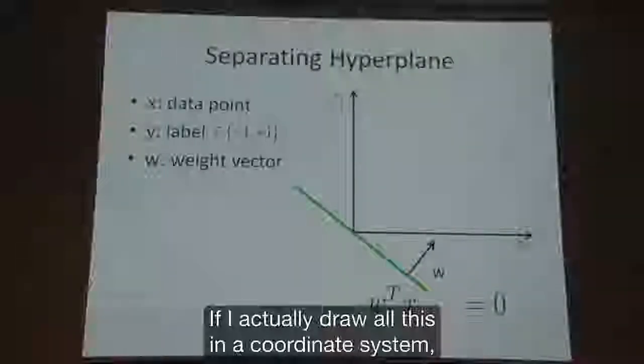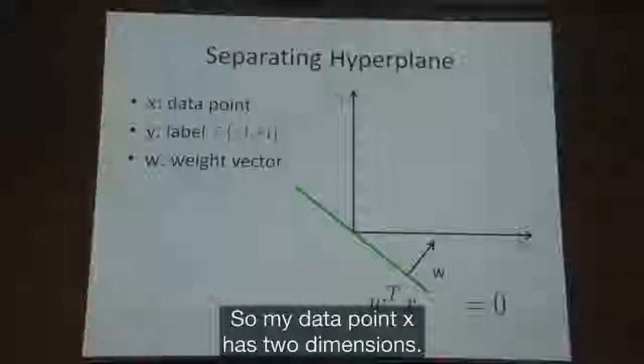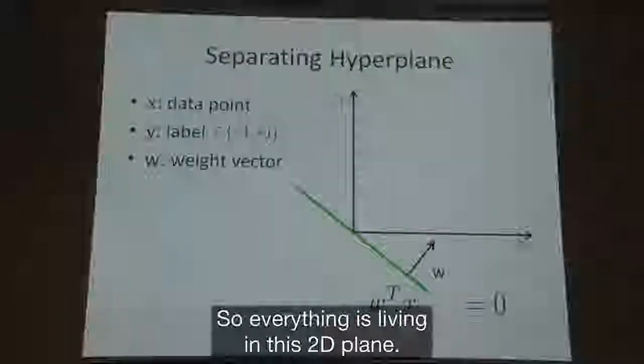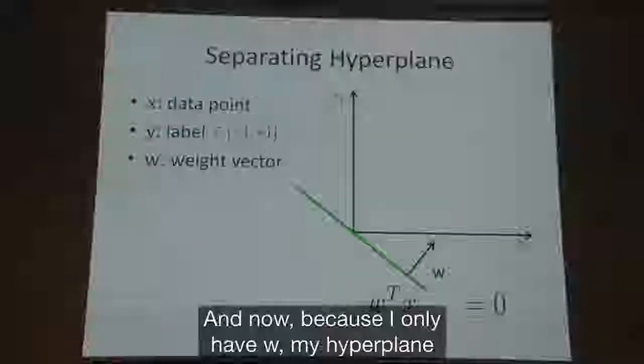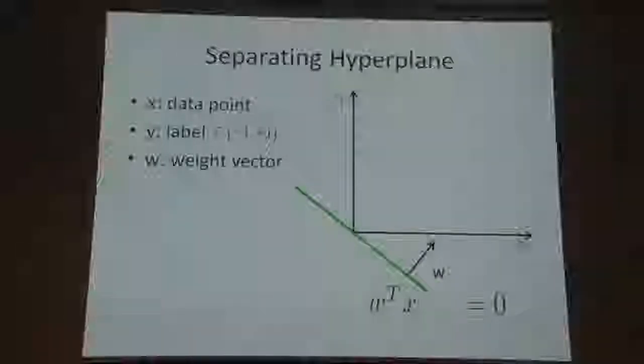So now if I actually draw this in a coordinate system, and these are now just two-dimensional data points. So my data point x has 2 dimensions, so 2 features that I extracted. I'm calling these x1 and x2. So everything is living in this 2D plane. And now, because I only have W, my hyperplane is bound to go through the origin of my coordinate system, right?